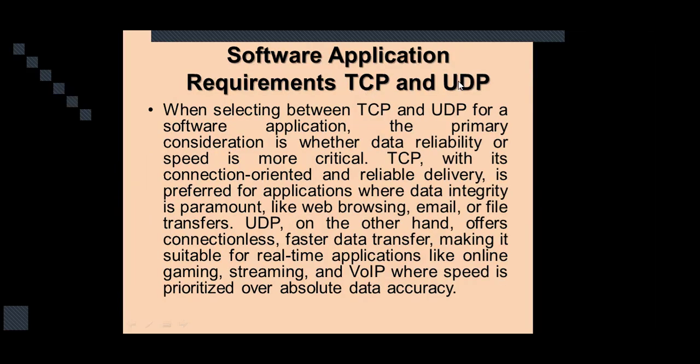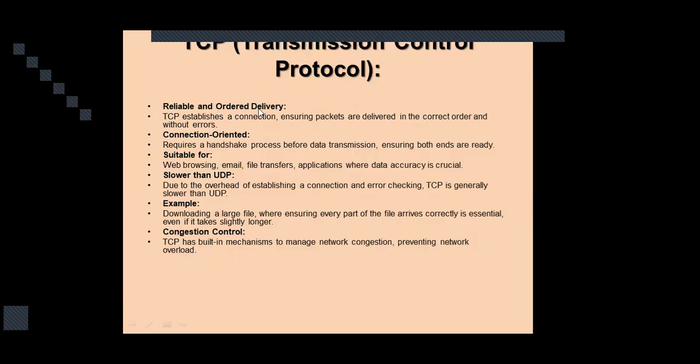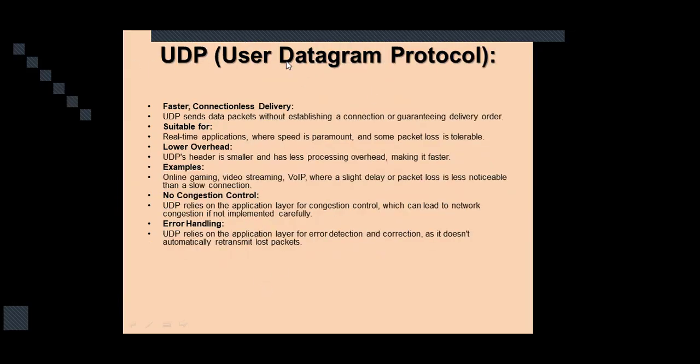Software application requirements for TCP and UDP: TCP means reliable and ordered delivery, connection-oriented, suitable for applications where it is slower than UDP, with flow and congestion control. In a similar way, UDP offers faster connectionless delivery, suitable for real-time applications, with lower overhead. UDP overhead is smaller, with less processing overhead. Examples are applications where a slight delay or packet loss is less noticeable than slow delivery. There is no congestion control. For error handling, UDP relies on the application layer for error correction and detection, as it does not automatically retransmit lost packets.